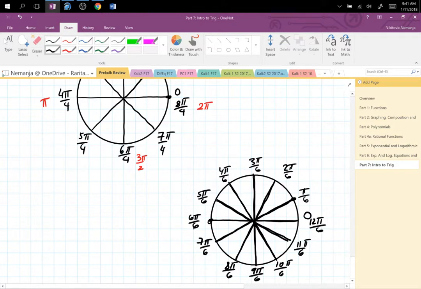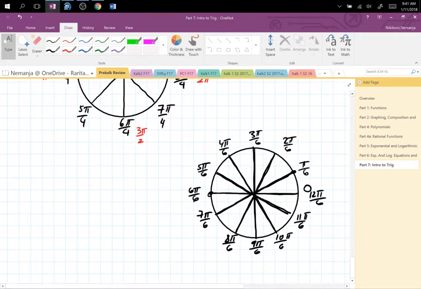12 pi over 6 is 2 pi. It landed right at 0, full circle. I know that these divisions are perfect because I counted all the integers, didn't skip any. And when I went all the way around the circle, just like with my pi over 4s up there, I ended up at 0 with 2 pi when you reduce. And now you reduce all of these, and you get what we call a unit circle with values that you will need to know for your trig course.